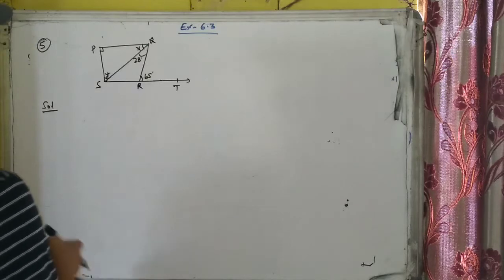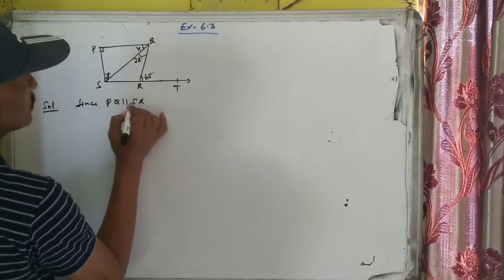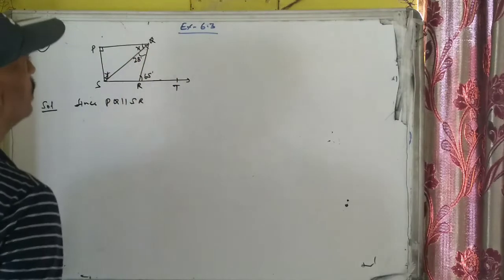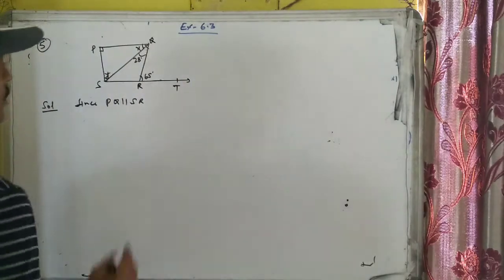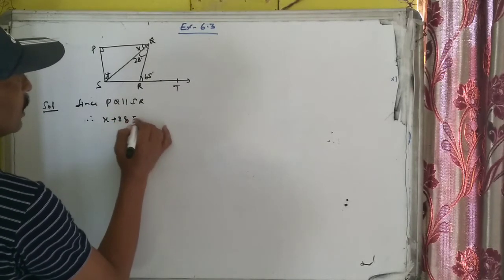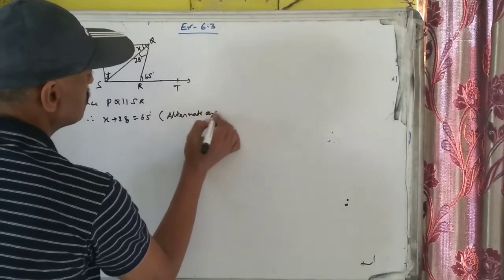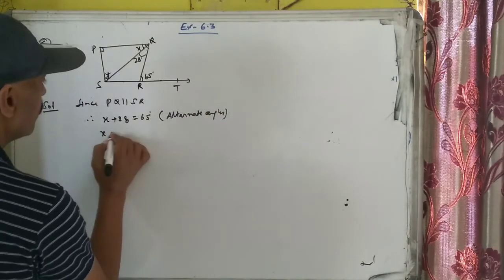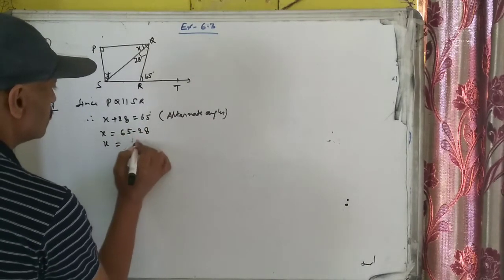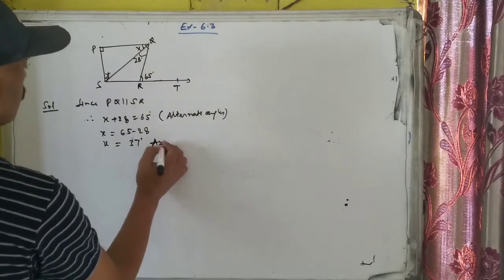PQ parallel SR. Let us start from here. This is PQ parallel SR. This line is parallel to this, therefore alternate angles should be equal. So X plus 28 will be equal to 65. Therefore X plus 28 equals 65. This is because alternate angle. Okay, to get the value of X here, 65 minus 28, 37 degree. This is the first answer, X.